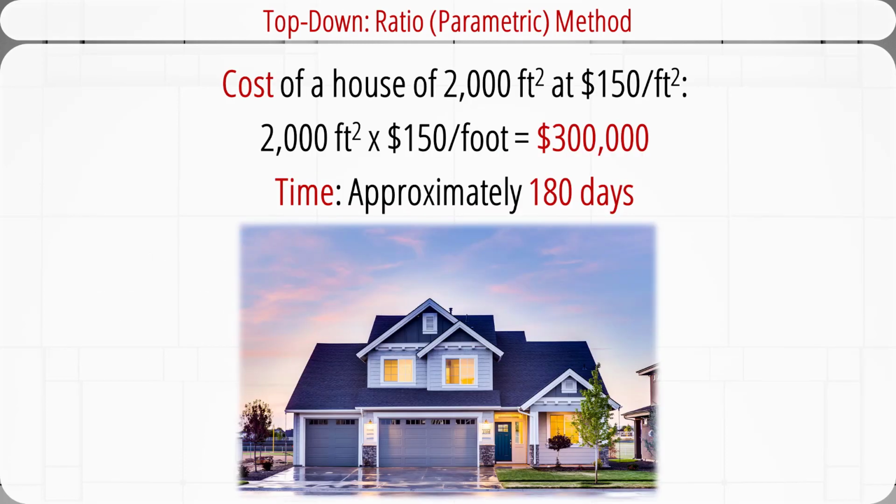Another commonly used top-down method is the ratio method, or sometimes referred to as the parametric method. For example, we can use a number of square feet to estimate the time and cost for building a house. A house of 2,000 square feet may cost $150 per square foot. So the total cost is 2,000 square feet times $150 per square foot equals $300,000. Also, based on past experience, it takes approximately 180 days to build a house of this size.